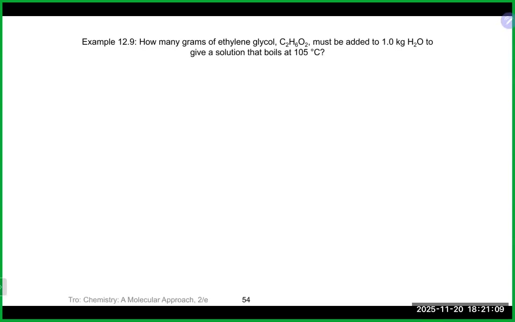How many grams of ethylene glycol must be added to 1 kilogram of water to give a solution that boils at 105 degrees Celsius? And in case you need these numbers, oxygen 16.